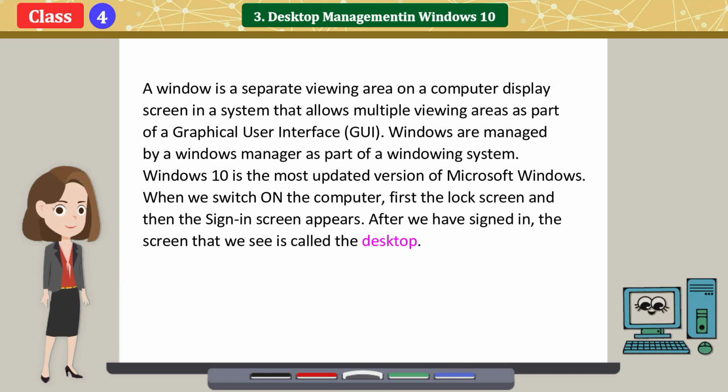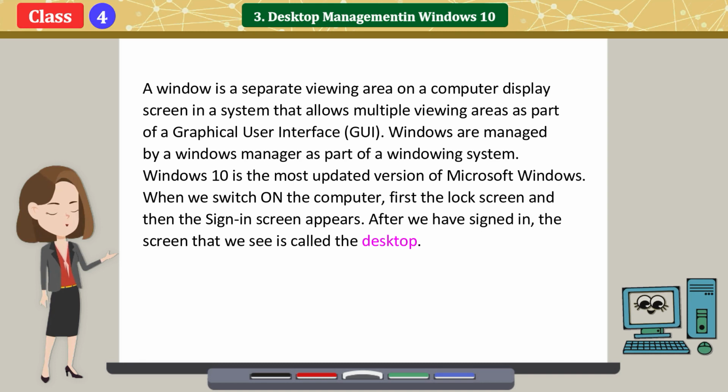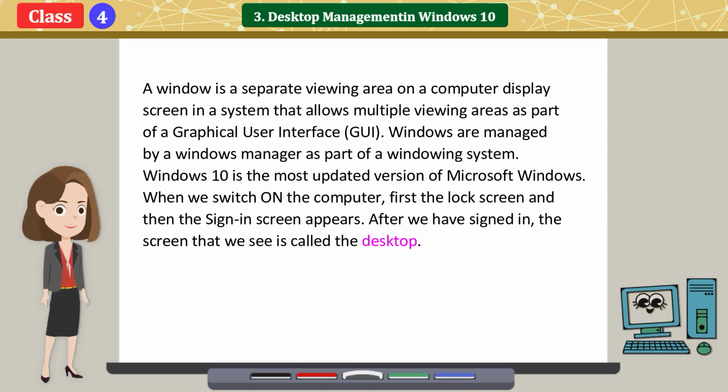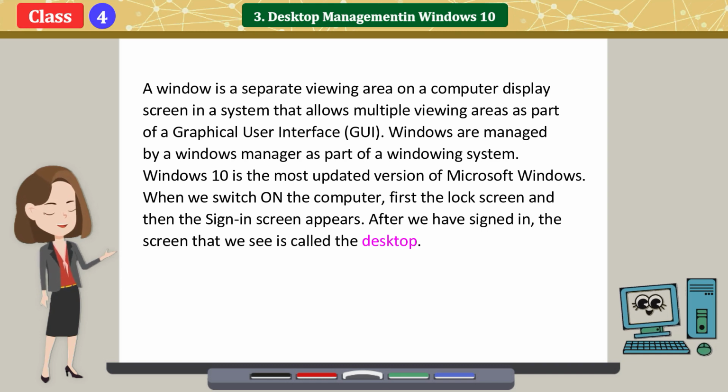A window is a separate viewing area on a computer display screen in a system that allows multiple viewing areas as part of a graphical user interface. Windows are managed by a Windows Manager as part of a windowing system. Windows 10 is the most updated version of Microsoft Windows. When we switch on the computer, first the lock screen and then the sign-in screen appears. After we have signed in, the screen that we see is called the desktop.